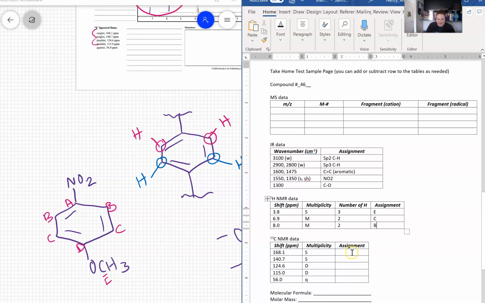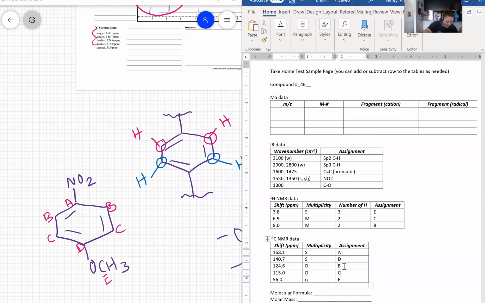And then for our carbon data, I'm going to start down here at the easy one. The quartet would be E. The singlets, A and D are my singlets. They're the ones without any hydrogens attached to them. A is going to be a little bit higher because it's attached to the nitrogen and 2 oxygens. So a big electronegative group. And then same thing with our doublets. So the doublets would be B and C, and B is going to be a little bit higher than C because of that nitro group. So again, IR, hydrogen NMR, and carbon NMR tables are done.